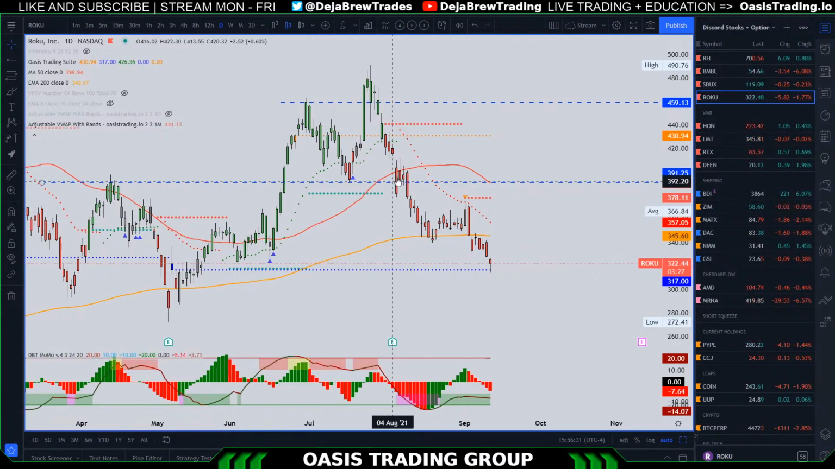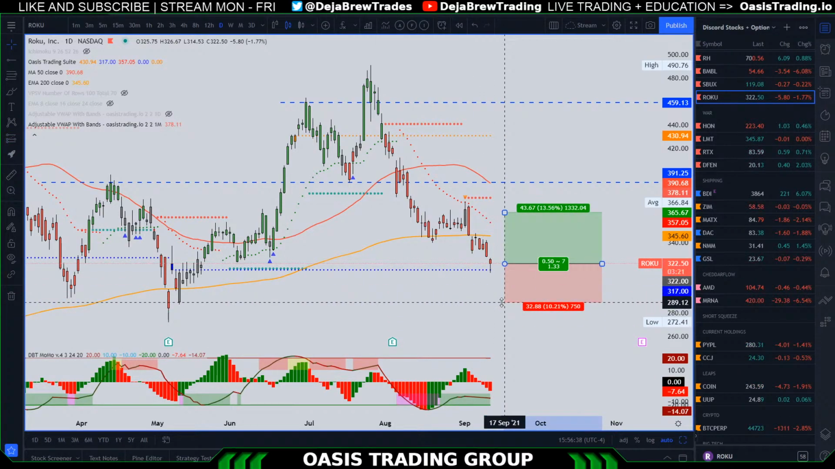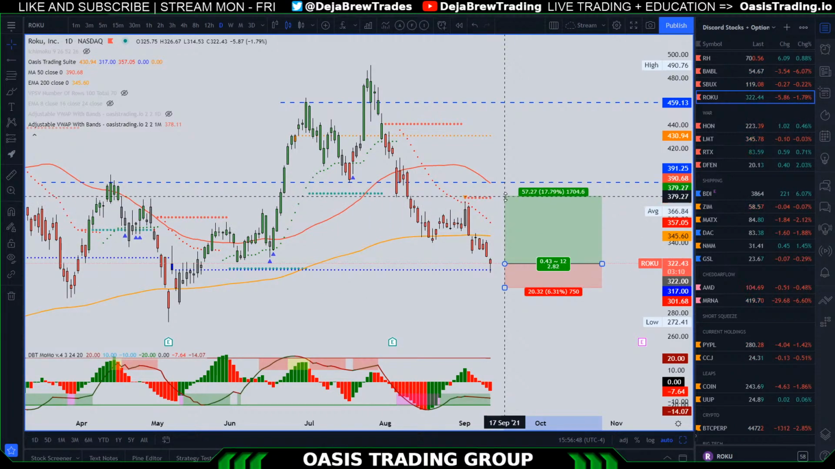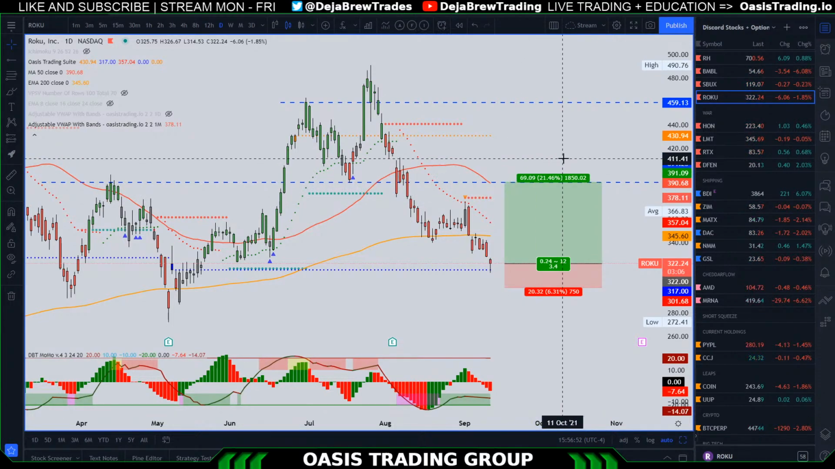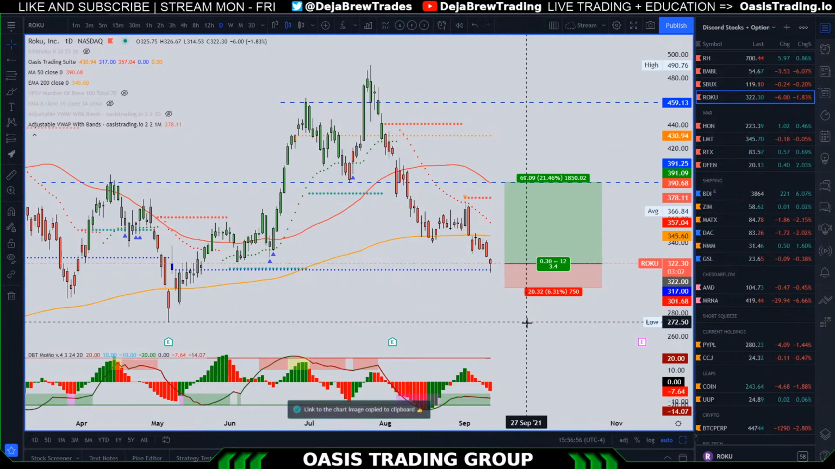All right, let me post this in Discord real quick. It's a very high risk trade. We are buying, kind of knife catching here. This would be the setup here that we're taking on Roku.